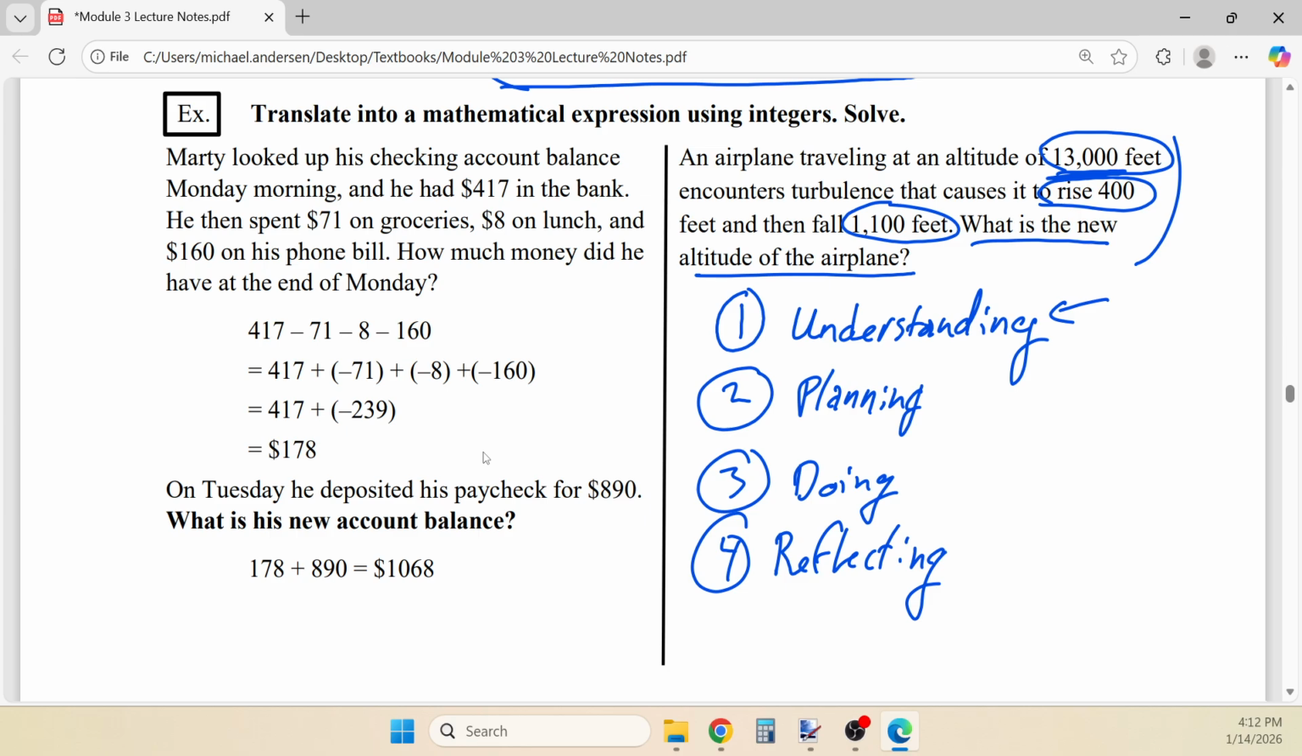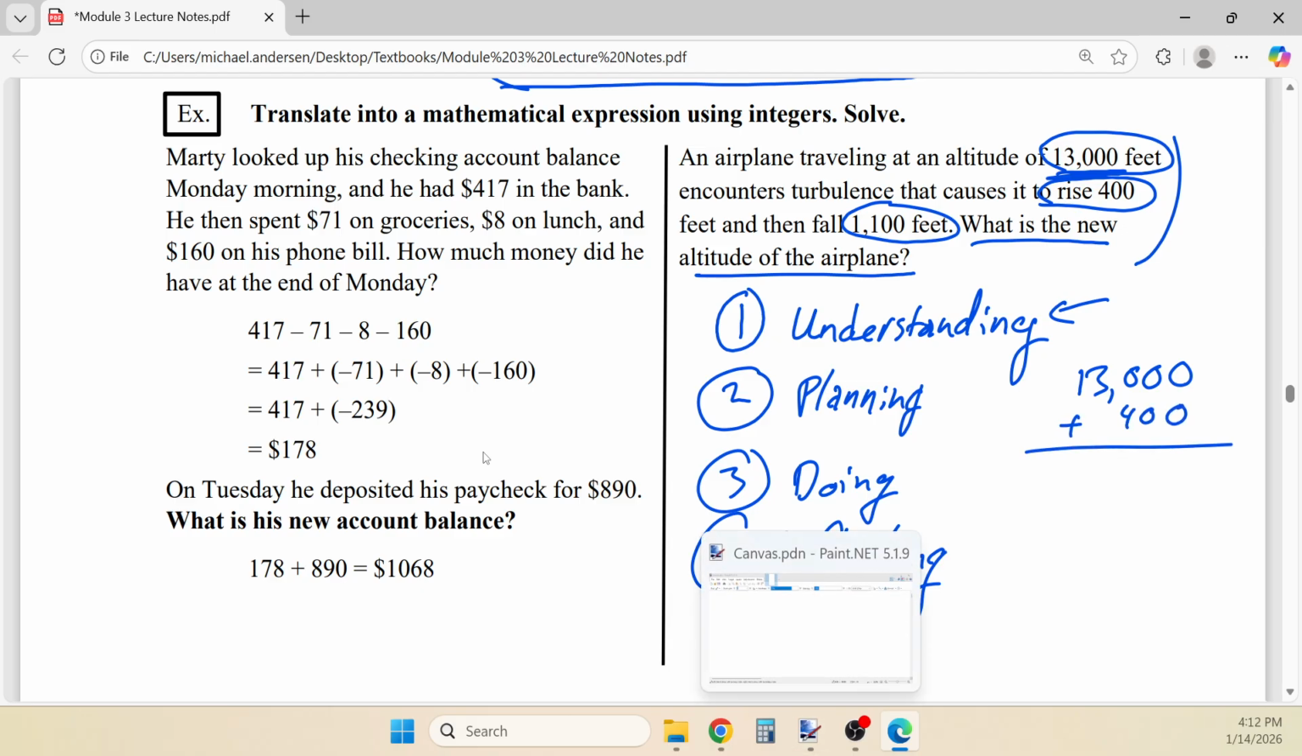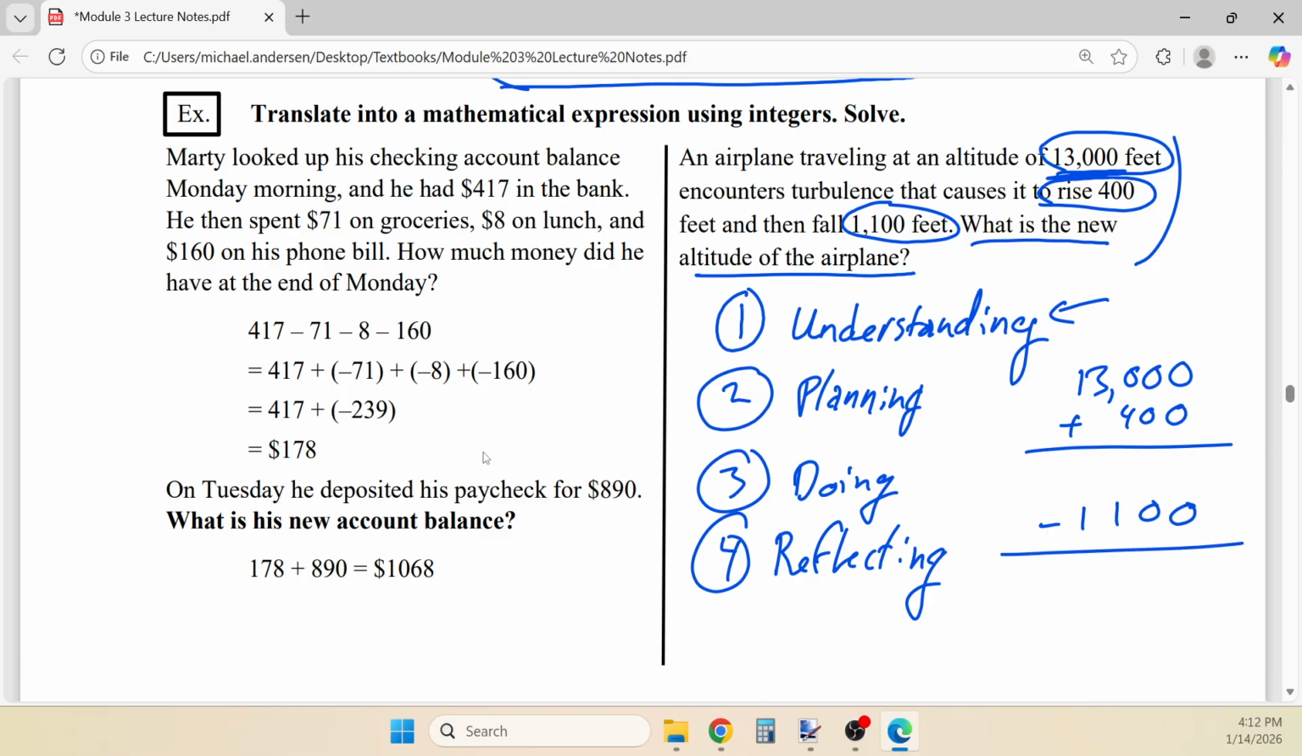Now I write a plan. My plan is 13,000 plus 400. Whatever I get, I'm going to subtract 1,100 from it. That's my plan. I now understood the goal. I filtered out the information that was useful. I made a plan to solve the problem. Now I will do the plan. I can't check that off until I've done it. So I add these together, 0, 0, 4, 3, 1. I subtract, I get 0, 0, 3, 2, 1.